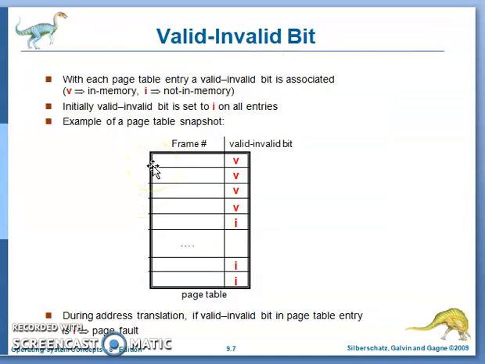Invalid and valid bits. Generally this is used for security. The V bit means valid, the I bit means invalid. V means the particular page is in physical memory. I means the page is not available in physical memory, so you should bring that particular page from secondary memory to the primary memory. V means it is already in physical memory. I means not in physical memory. You should bring it from secondary memory.